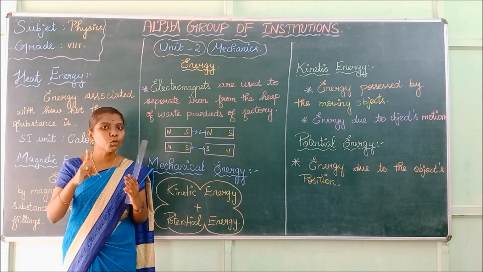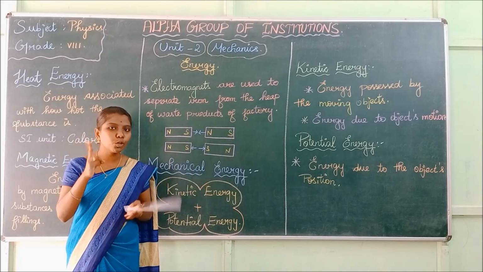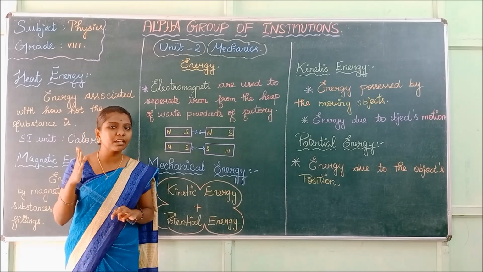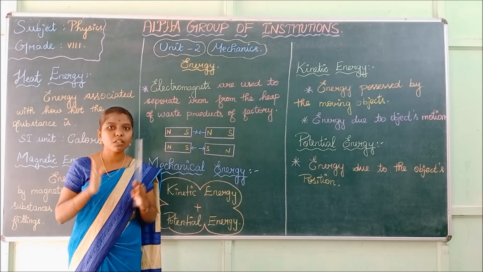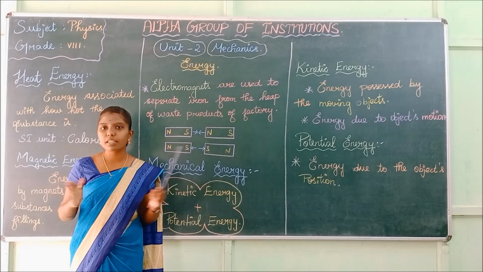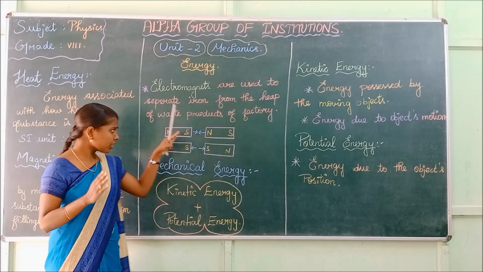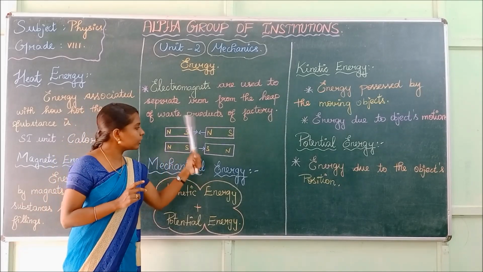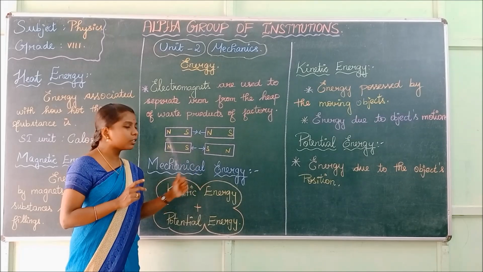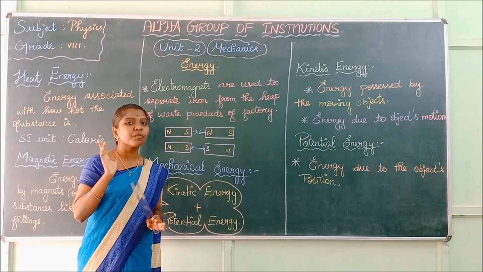Yes, if two poles are in opposite direction, the magnets will get attracted to each other. If two poles are the same, the magnets will repel each other. Repel is nothing but they will get separated. If two poles are opposite, the magnets will get attracted. If two poles are the same, the magnets will repel. These are the two major properties of a magnet.